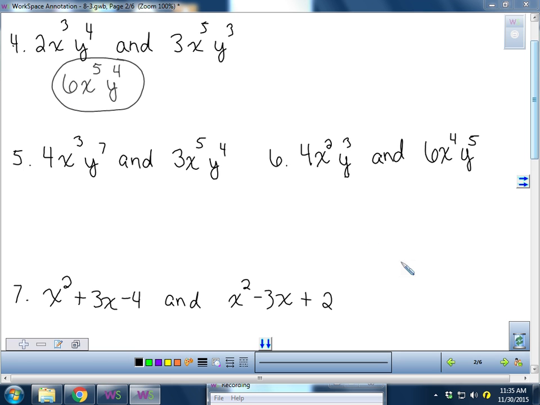Alright, so let's talk about 4x cubed y to the 7th and 3x to the 5th y to the 4th. The smallest number that both 4 and 3 will go into is 12. The smallest thing that both x cubed and x to the 5th will go into is x to the 5th. And the smallest thing that both y to the 7th and y to the 4th will go into is y to the 7th.